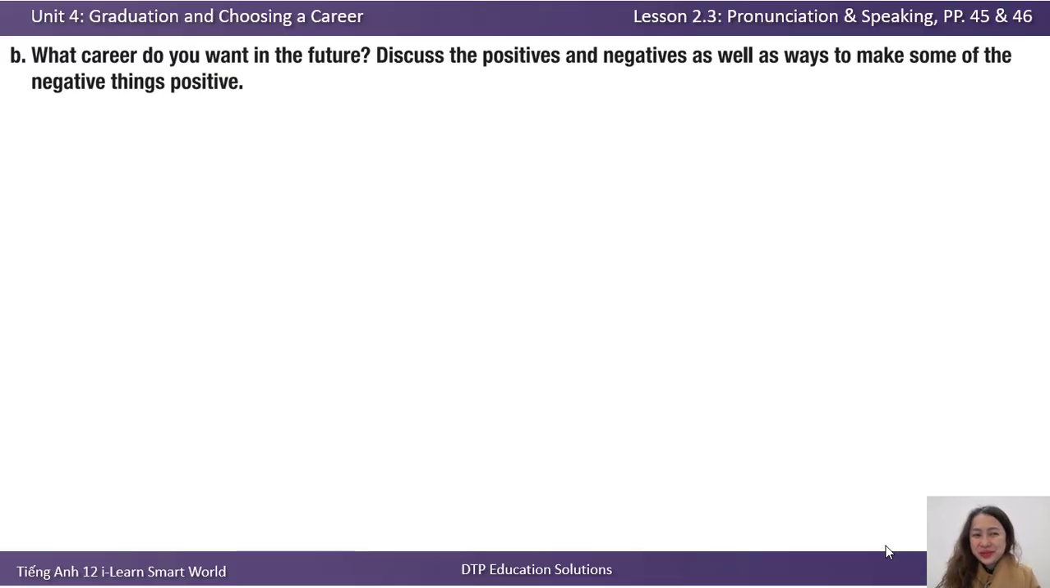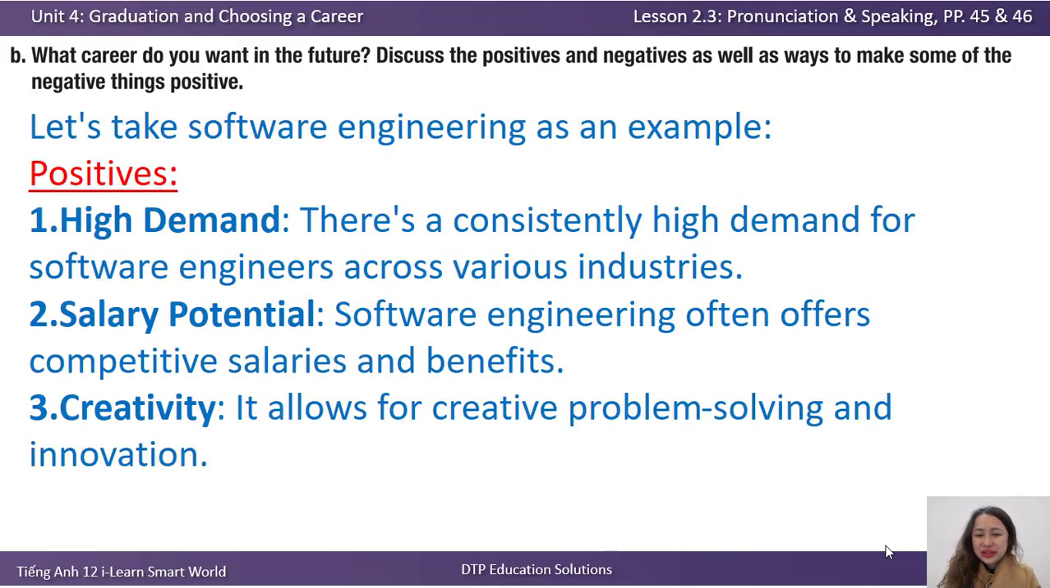Okay, let's move to the next part. What career do you want to be in the future? Discuss the positive and negative as well as ways to make some of the negative things positive. Let's think about the future. What career do you want to pursue? Today we will discuss software engineers as an example. We will look at these positives and challenges and how to make the negative more positive.